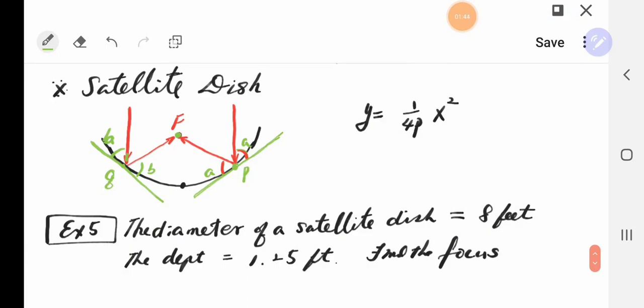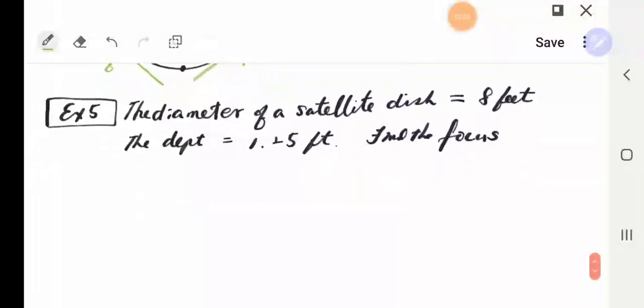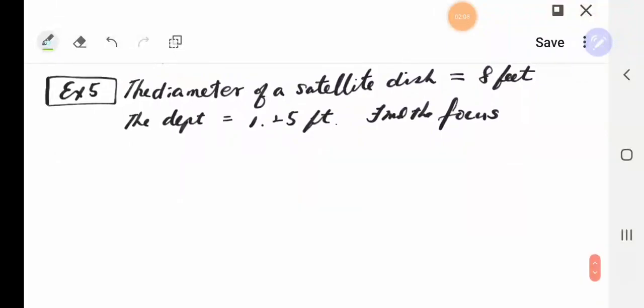Okay, let's try example 5. The satellite dish has a diameter of 8 feet and a depth of 1.25 feet. From this, let's find the focus so that the focus will collect all the signals. So let's draw a little diagram. Let's say the vertex is the origin.